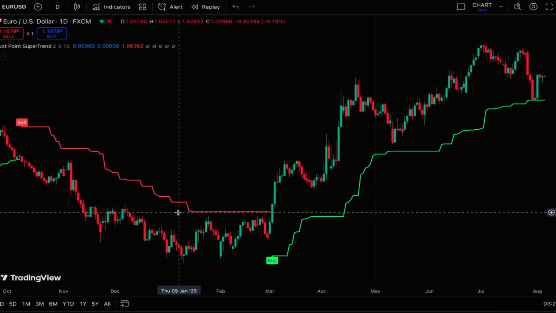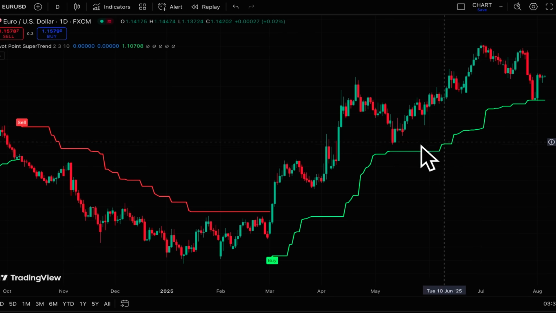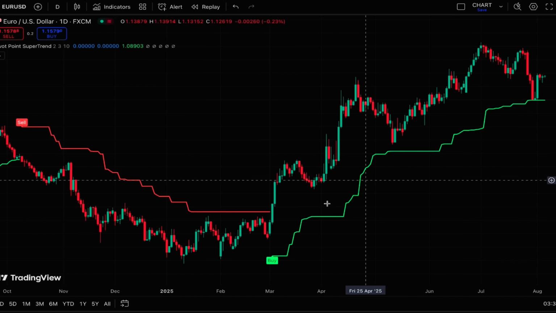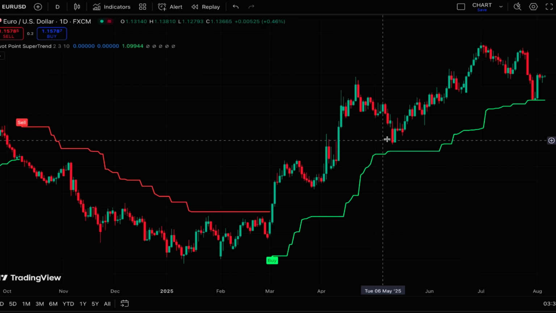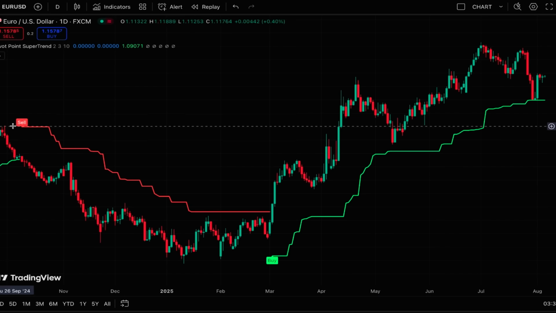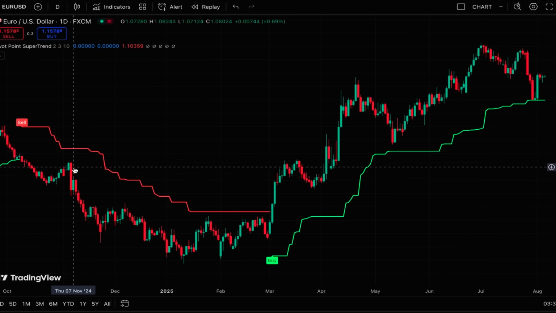I don't recommend using the changing point of the line as buy-sell signals, but it's better to use this indicator for trend identification. When the line is green, the market is in an uptrend and you should look for long position opportunities, for example in the pullbacks. And when the line is red, the market is trending down and you should look for short position opportunities.